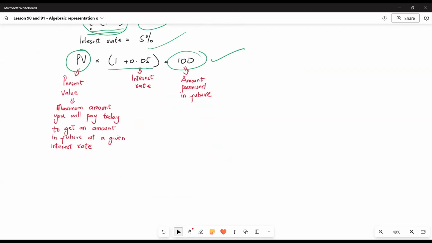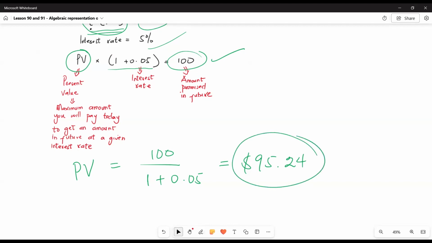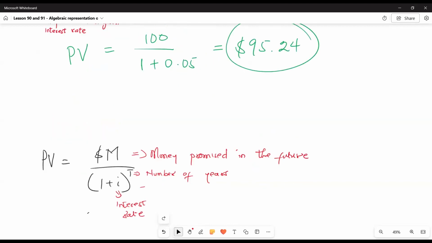Given this formula here, we have our present value being equal to 100 divided by 1 plus 0.05, which is equal to $95.24. Hence, if you are promised $100 in 1 year's time, given the annual interest rate of 5%, the maximum amount that you should be willing to pay today for that promise is $95.24.